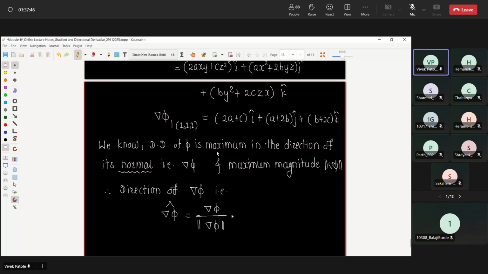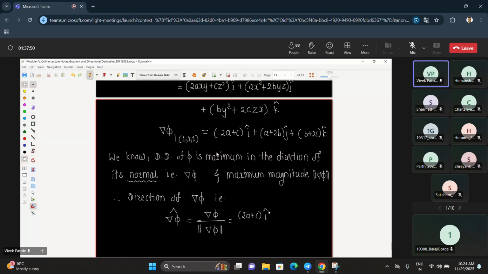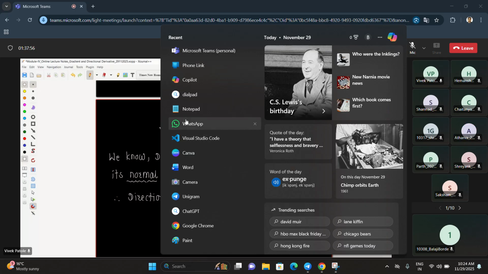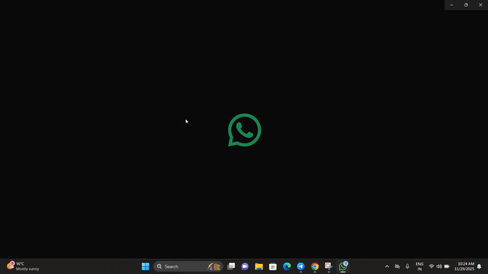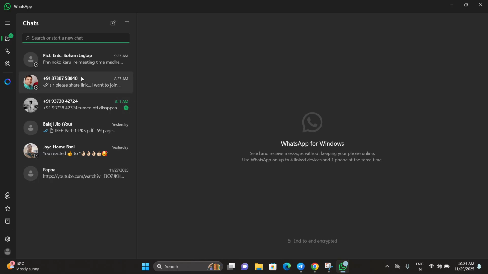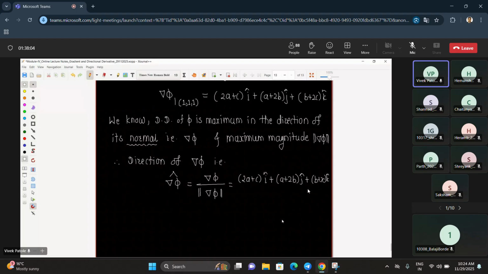So what del phi did we get? It is (2a plus c) i cap plus (a plus 2b) j cap plus (b plus 2c) k cap. Here, if you have not copied this step, I'm just adding one thing.